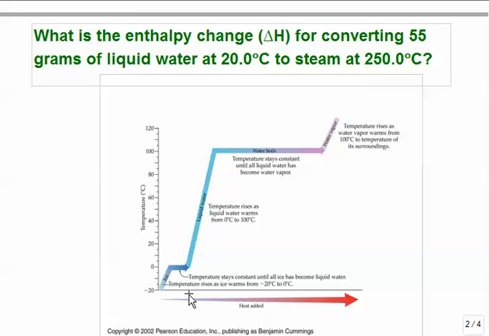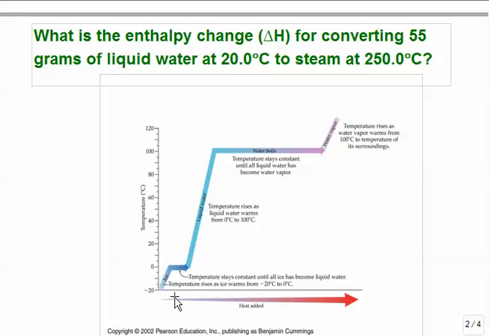So for example, if we look at what is called a heating curve here, we can see that if we start out with liquid water, we can calculate, as we've done in the past, how much energy it takes to heat up water. And this is basically our heat equation, Q is equal to S m delta T. We'll see this again in just a moment.